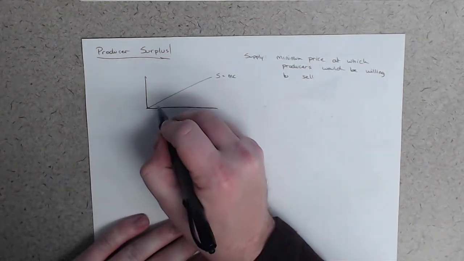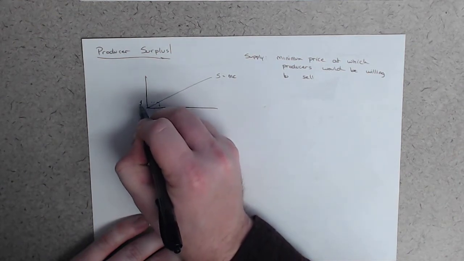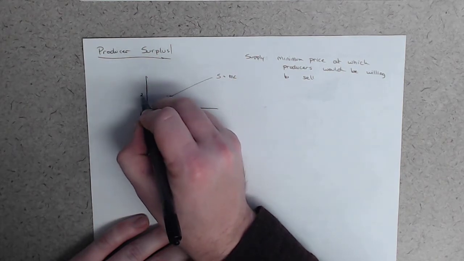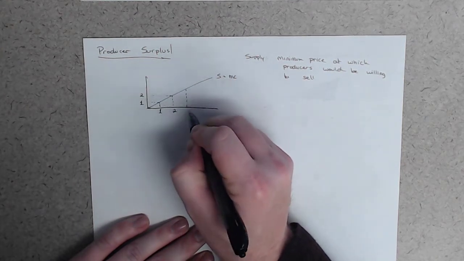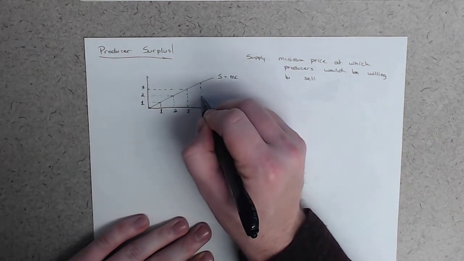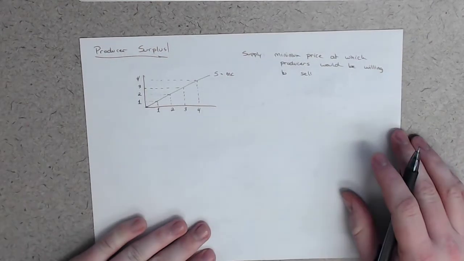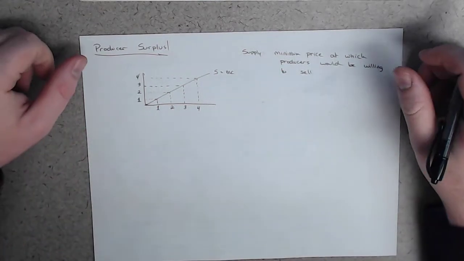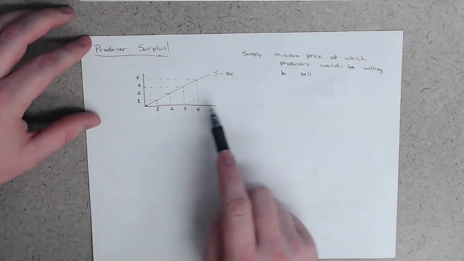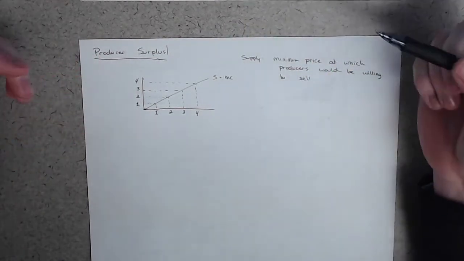They might be willing to sell the first unit for, let's say, $1, and the second unit for, let's say, $2, and the third unit for $3, and the fourth unit for $4. Because as we recall from earlier lectures, marginal cost is increasing, and so the minimum price of each additional unit would have to be increasing as well.